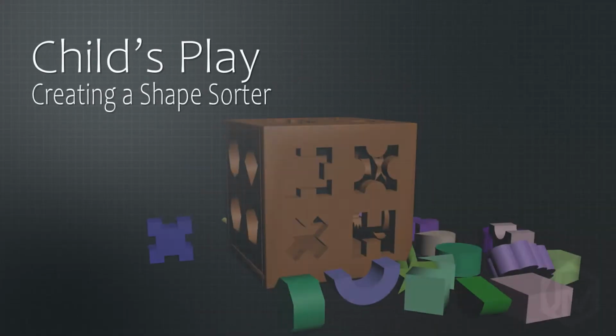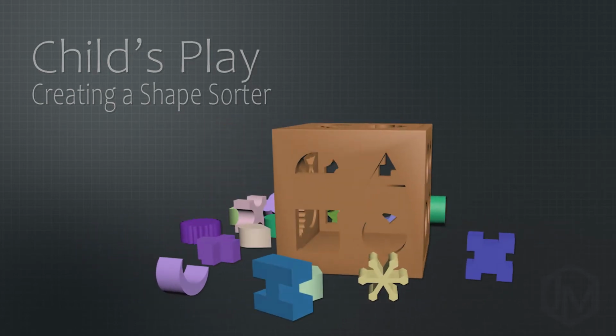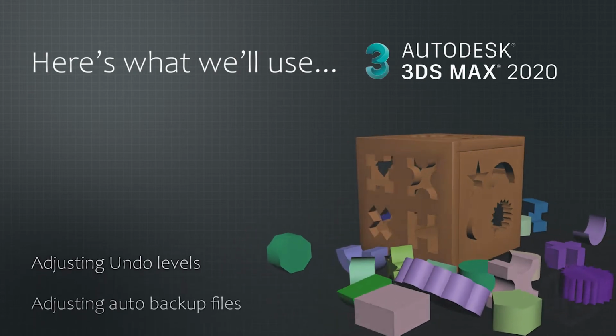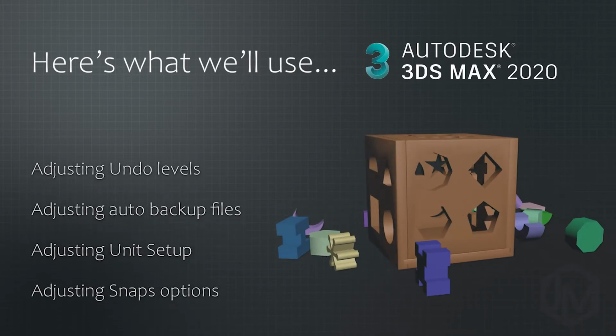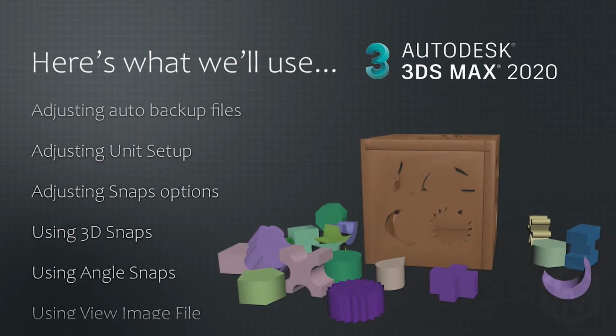The name of this tutorial is ChildsPlay, creating a shape sorter. For this tutorial, we'll primarily be looking at compound object techniques that includes using Boolean commands and operands. We will use the ProBoolean tool primarily in 3ds Max.